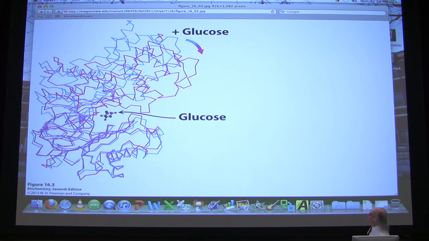You can see that here a little bit. They're only showing you the glucose. They're not showing you the ATP. But you can see that the addition of glucose in this case is converting the unbound enzyme to the bound enzyme shown in red. You can literally see those jaws closing down.